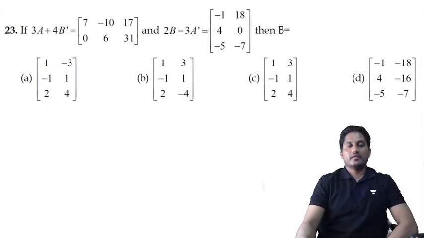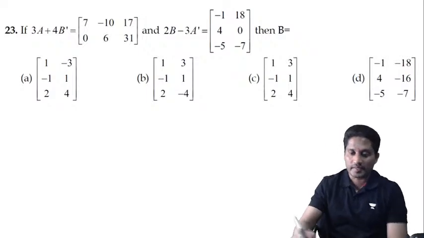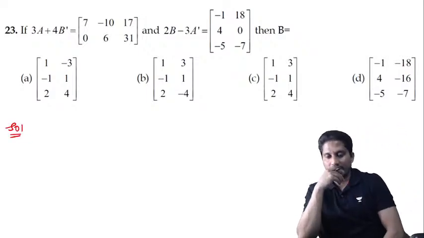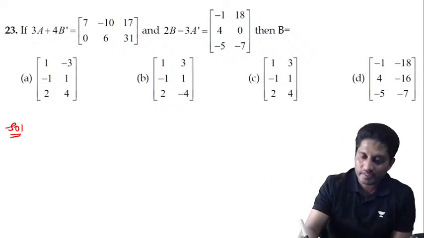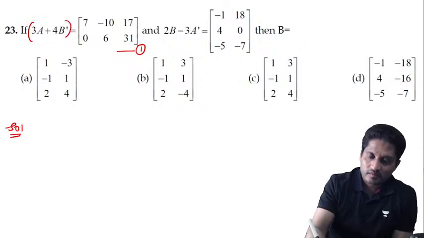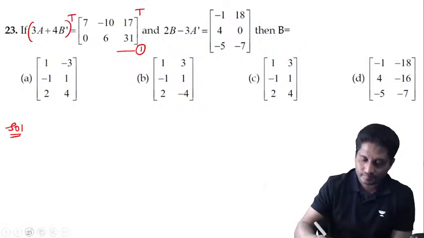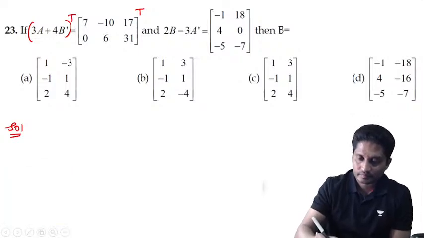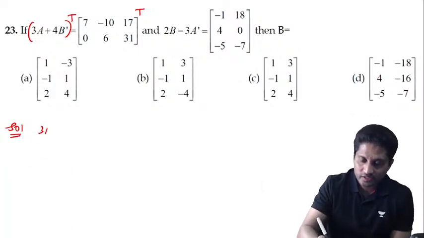Question number 23. See, 3A plus 4B transpose is there, right? I'm supposed to find B. Okay, let's call it equation 1. You take the transpose there. If I take the transpose for this, it becomes 3A dash plus 4B dash, and B dash of dash is B.